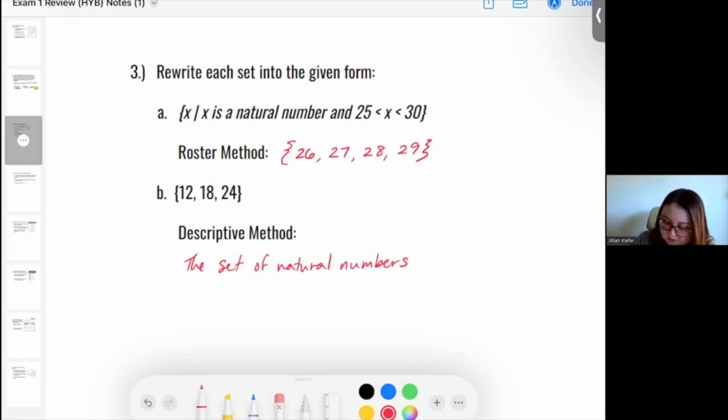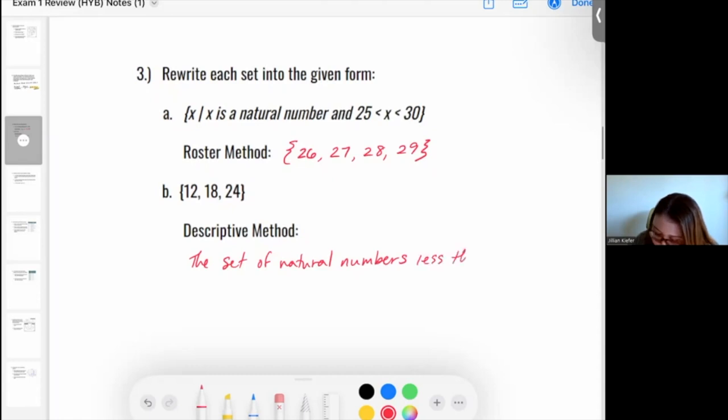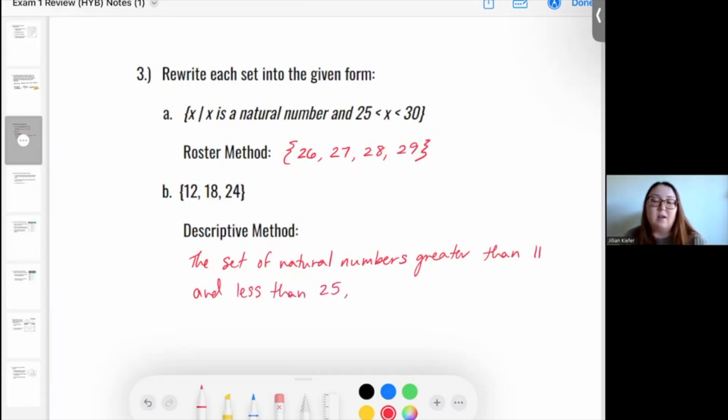So the set of natural numbers, start with the greater than 11 and less than 25. Equivalent things we could have said is greater than or equal to 12 and less than or equal to 24. We definitely could have said that. That just would have been more writing.